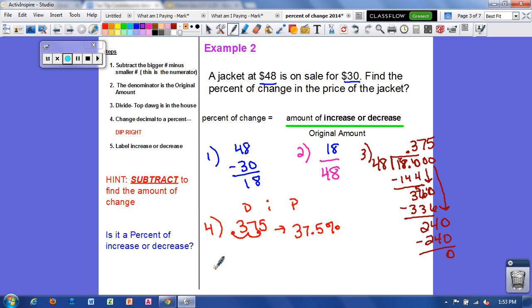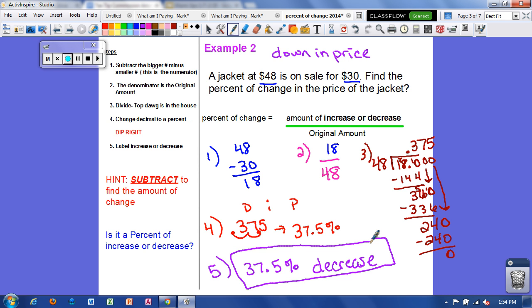And finally, in step 5, I know that the percent of change is 37.5%, but I need to decide if it's an increase or a decrease. Well, if the jacket was originally $48 and now it's $30, it has gone down in price. Down in price, that means that this is a decrease. So it is a 37.5% decrease, and that would be your final answer.